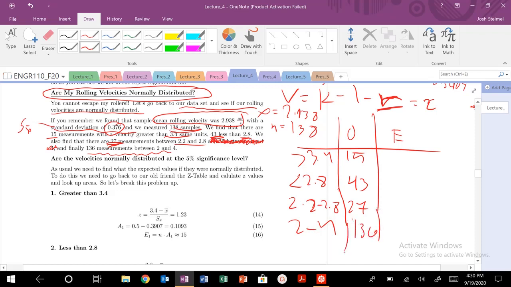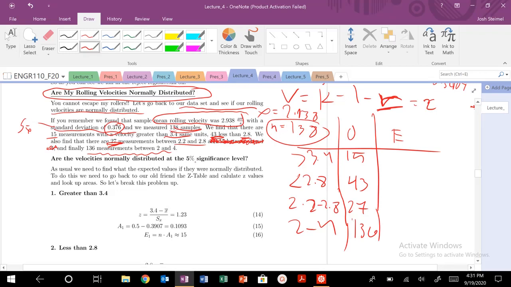Now we need to figure out what our expected values are. So will these all occur with the same probability? No, we need to see again, is this data normally distributed? So we need to go back and assume, okay, this data is normally distributed. We have a large sample size. So we're going to figure out how many data points should be greater than 3.4 based on our z-tables.